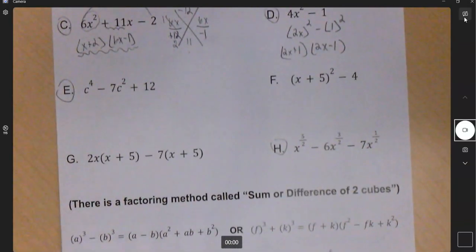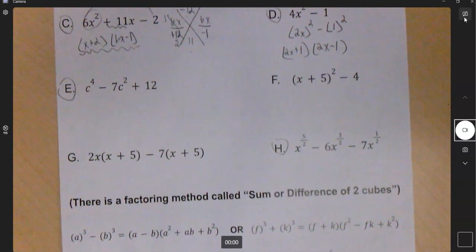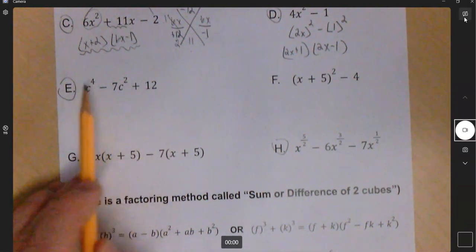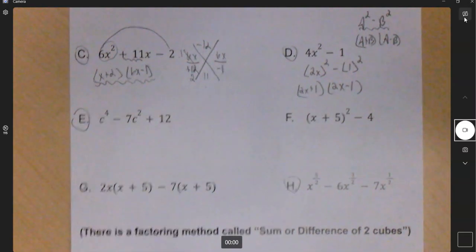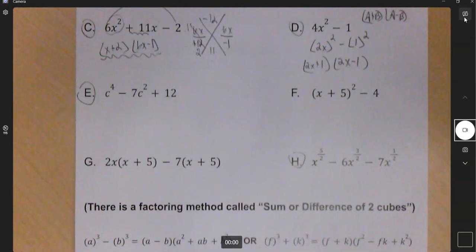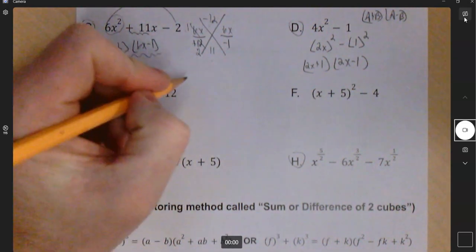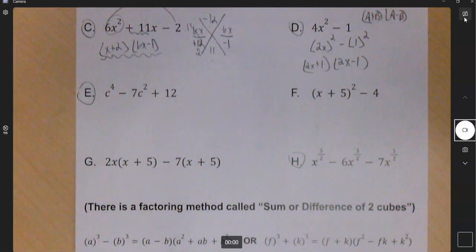Let's look at E. E doesn't quite look like what we're used to. I mean, it's a trinomial, so it kind of reminds me of B and C, but it's a c to the 4th power. So we can handle that. That's not a big idea. We can use what's called quadratic form because it kind of looks like a quadratic. So to do quadratic form, I'm going to do something called a U substitution. We will do this a few times throughout the year. It's a way to make a tougher problem less tough.